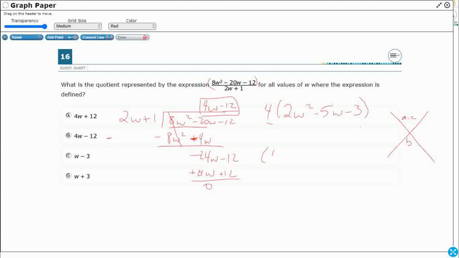And just to double check, you'd want to go ahead and take 4w minus 12, 2w plus 1. You'd want to FOIL that back out to make sure it does equal that right there, which obviously it does. All right, so my answer is B.